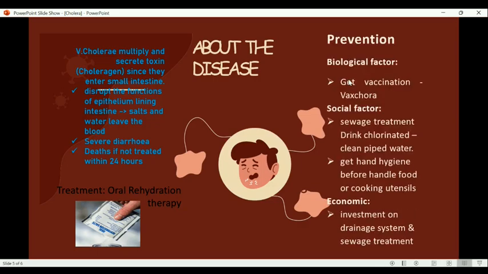Now, why don't we protect ourselves before it becomes too late? There are several ways to protect ourselves from getting cholera. First, for the biological factor, we can go to health centers to request a cholera vaccination, and Vaxchora is a mainly recommended vaccine. Secondly, we can protect ourselves by washing our hands before handling something such as food or cooking utensils. Remember to keep good hand hygiene. Finally, the government should spend on improving the drainage system as well as sewage treatment in order to provide clean water for all the people around the country.